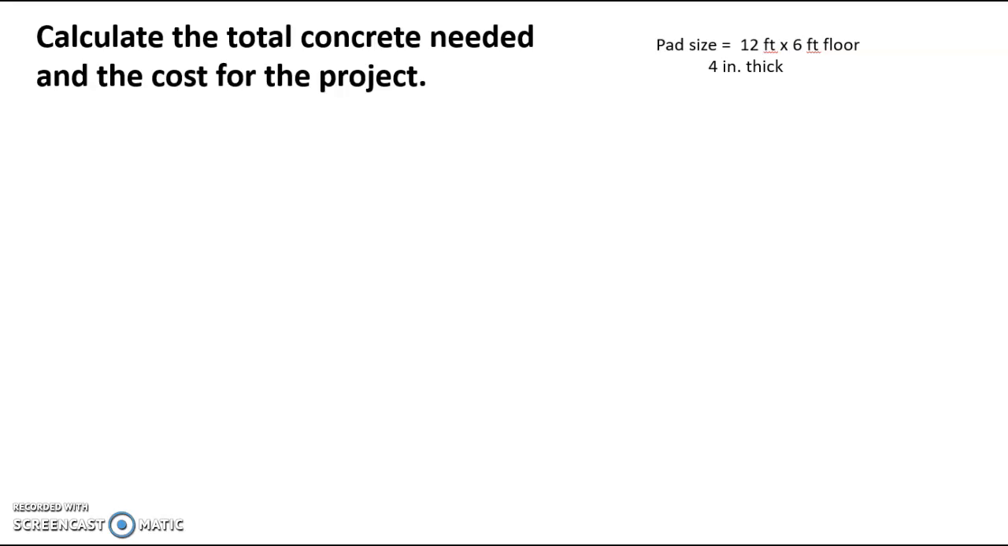So let's start by looking at our pad. It's 12 feet by 6 feet by 4 inches thick. To find volume, I know I need to do length times width times height. In this case, I can't do that because I have inches and I have feet. So I've got to make sure all my measurements are the same.